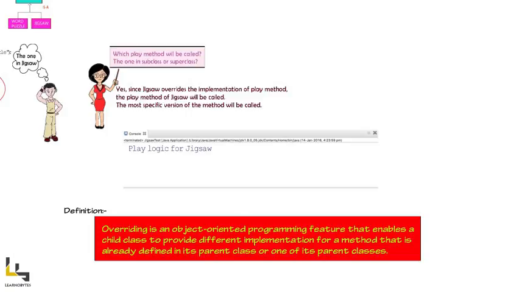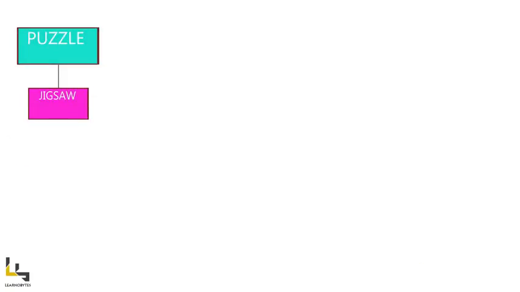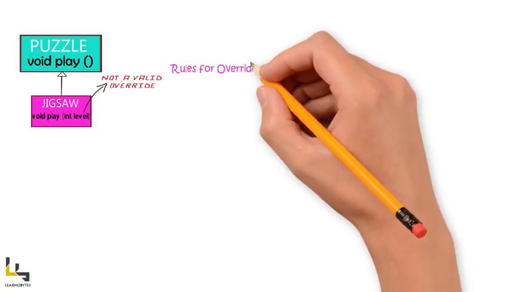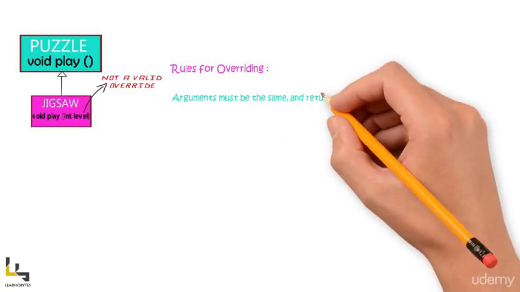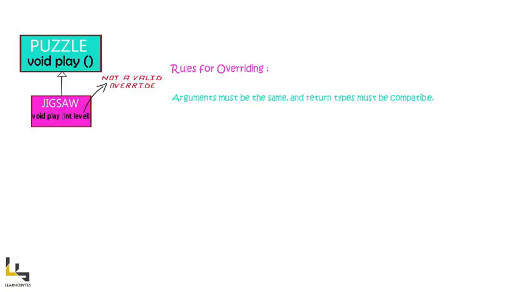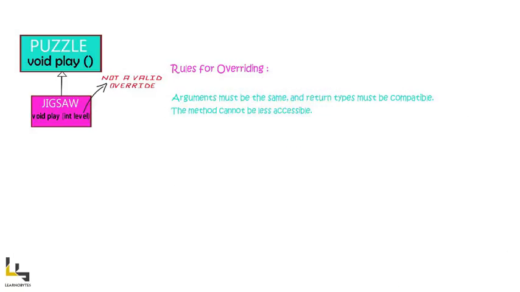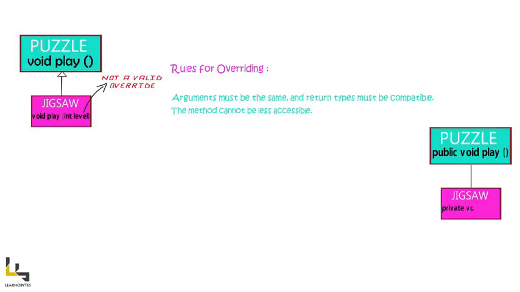There are some rules we need to follow while overriding methods in subclasses. The arguments must be the same as the ones in the superclass method. For example, if the play method in Puzzle takes no arguments, the overridden method in Jigsaw cannot take an integer argument. The return type of the overridden method must be of the same type or a subclass type. The second rule is that the overridden method cannot be less accessible. If we are trying to override a public method, we cannot make it private.